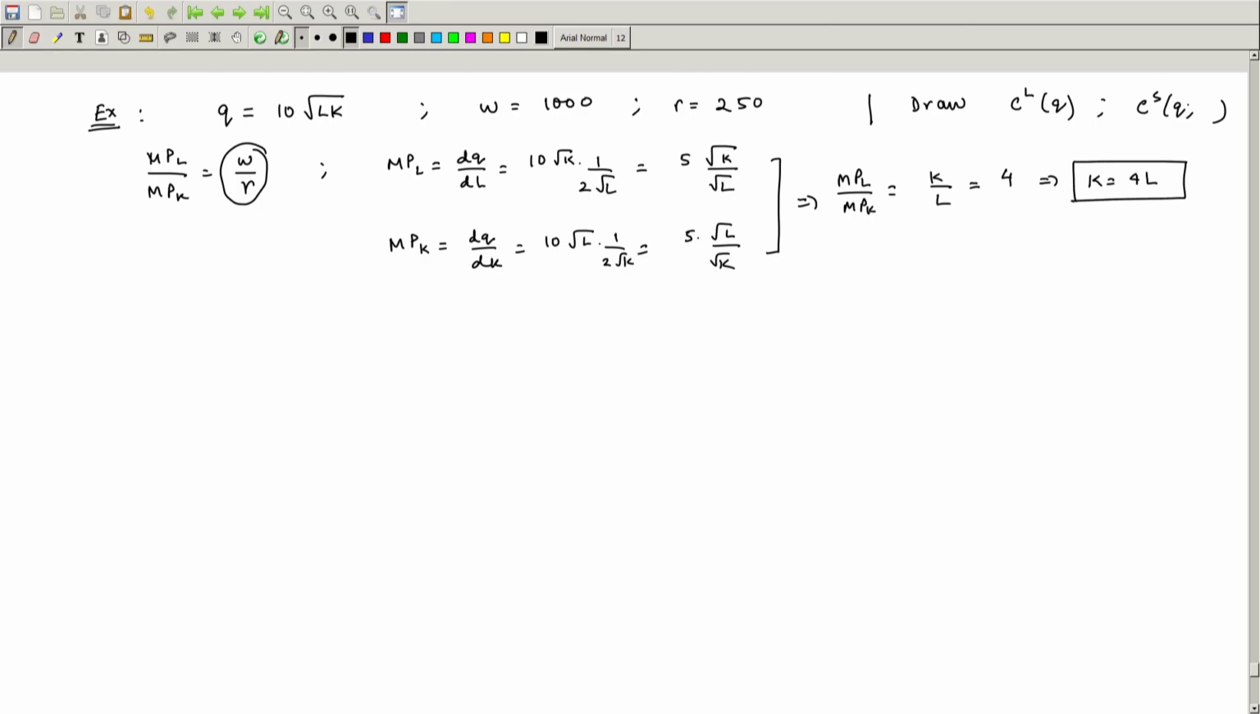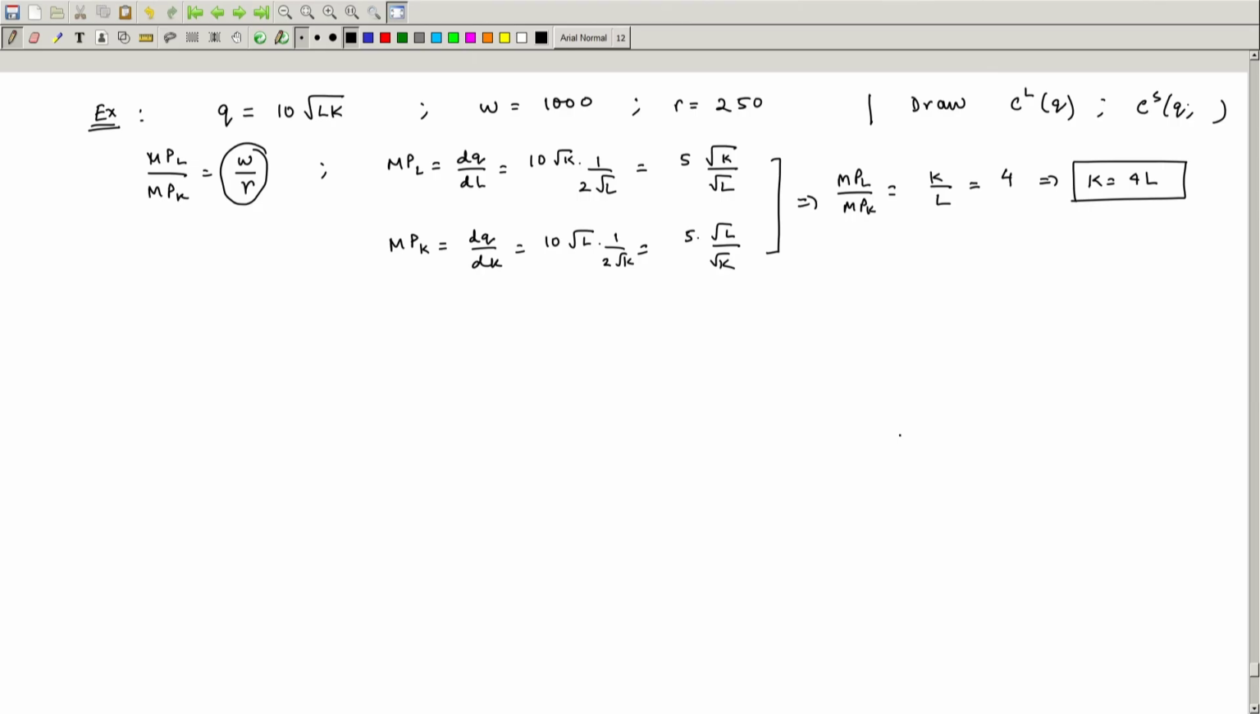Now, this is no different from what we have done earlier when we solved for the cost minimizing input bundle. I have just repeated it, and since we have seen it earlier, I am directly writing the tangency condition MPL by MPK equals W upon R. If you are not clear about this part, I would suggest that you go back to the previous lectures, make sure you understand the cost minimization exercise, and then come back and review this.